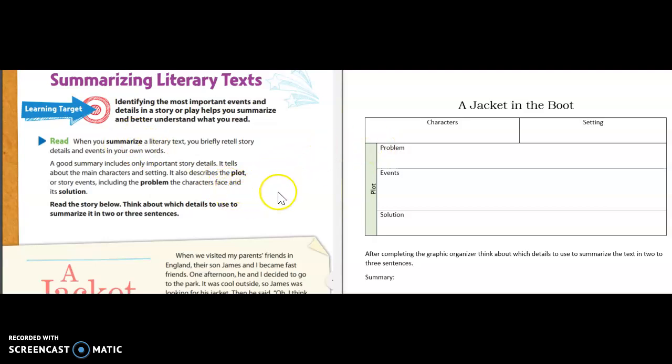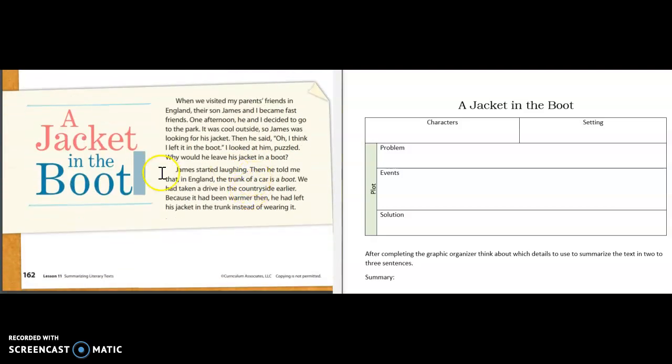A good summary only includes those really important story details. It might mention the main characters or the setting, and it might also describe the plot or the story events, including the problem that your characters are faced with and the solution. So we have a very short text right here titled "A Jacket in the Boot." Kind of strange. But let's look at this text together.